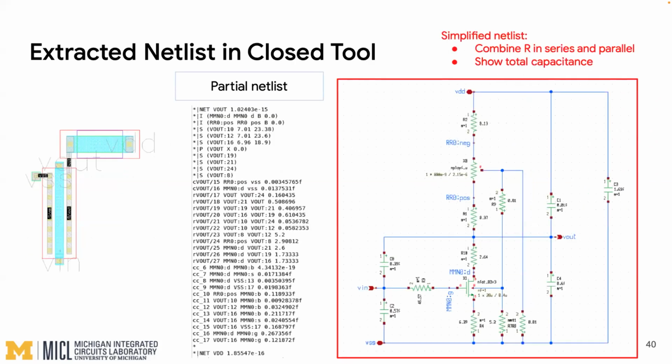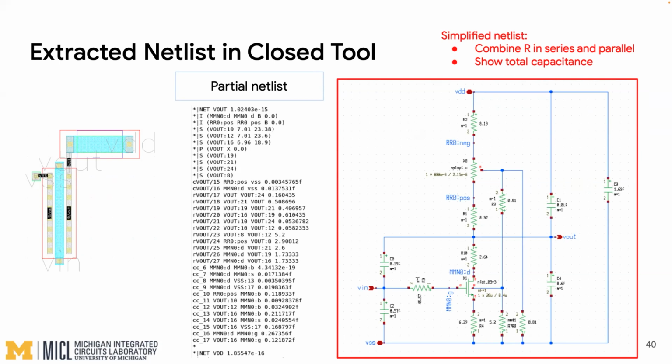Okay, then I tried to extract the netlist in the closed tool, and I show you the partial netlist because the netlist generated from the closed tool is way more complicated compared to the netlist generated from Magic. Fortunately, it's not that complicated compared to the Opamp, because the Opamp has a complicated layout, and this is just a simple common source. So I'm able to combine all the resistance in series and in parallel and calculate the resistance between each node, and then I converted it to a schematic.